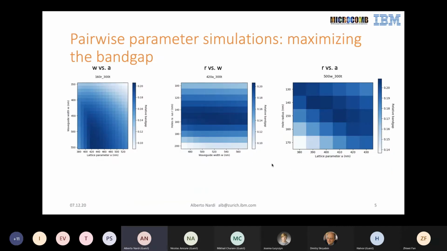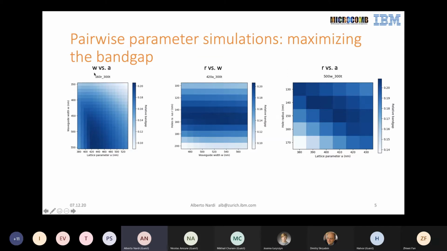But then we actually want to be able to modulate this band gap as we like, and it's very important to get a large band gap such that our reflection will be optimal. And in order to do so, we carried out pairwise parameter simulations.